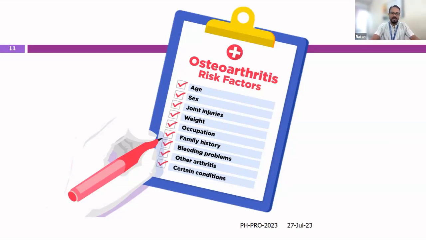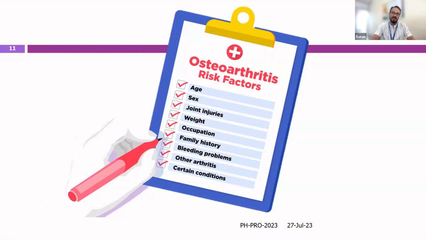It is also believed that those who have a family history of osteoarthritis also have a risk factor. This is still controversial, but it is already listed by some experts. Bleeding problems, a physiological phenomenon which will be coming in the later part of the semester. Those who have bleeding disorders may also have a risk factor for this condition.